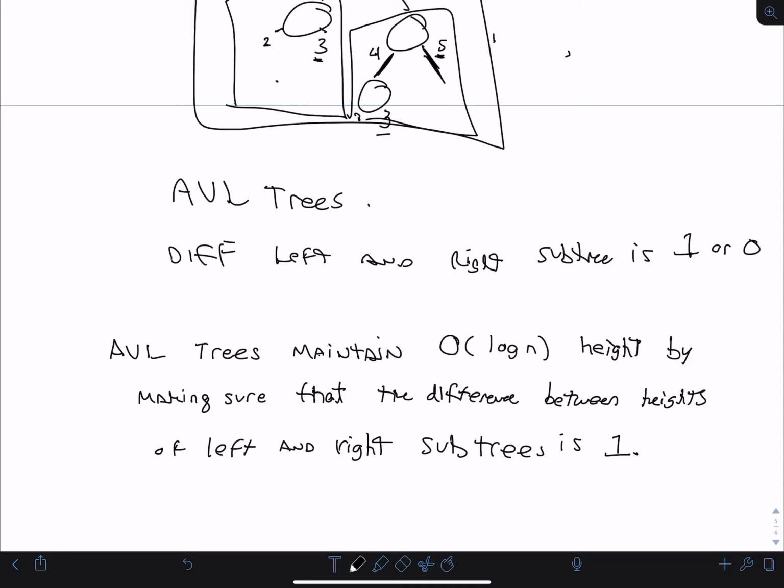Do you mean 1 or 0? Yes. Or better yet, is less than or equal to 1. And absolute value difference, I suppose, to be very correct technically.